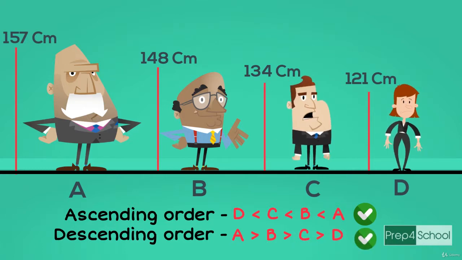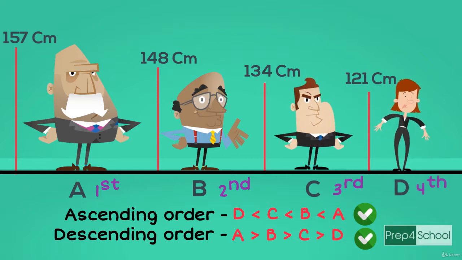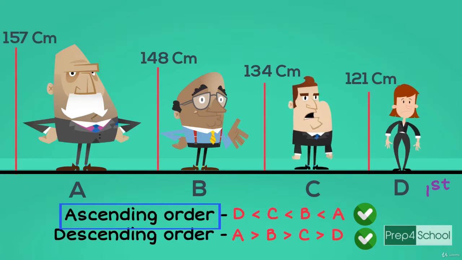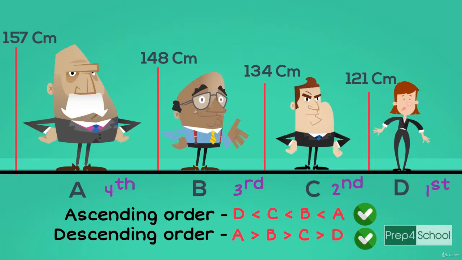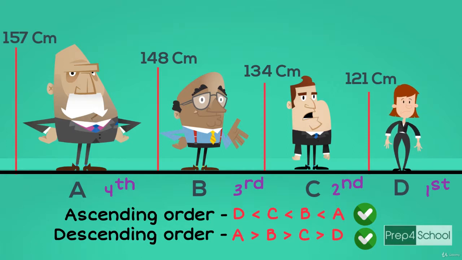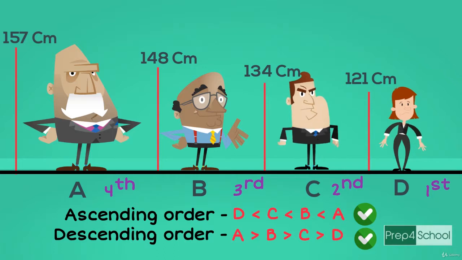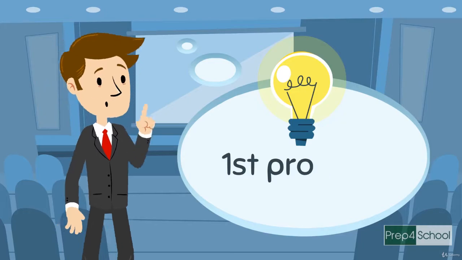We can say that in descending order, the position of A is first, B will be second, C will be third and D will be fourth. Whereas in ascending order, D will be first, C second, B third and A the last one. These are the basic concepts you should know before going to the problems. Understand each concept carefully. You can do any problem in less time by drawing their relative heights and making an order. Let's start with the first problem.